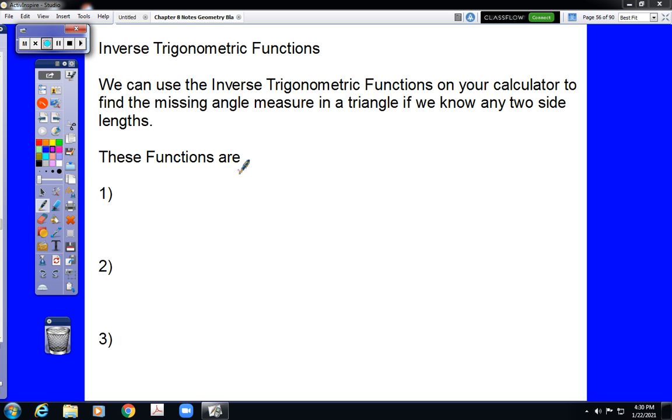All right, ladies and gentlemen, welcome to the fifth and final video in the series here for Chapter 8, Section 4, which introduces SOHCAHTOA as a method for solving right triangles, finding missing side lengths and missing angle measures. In this video, we're going to discuss how to use two side lengths to find a missing angle measure. So our variable will be our angle measure. You will only use inverse trigonometric functions to find angle measures.